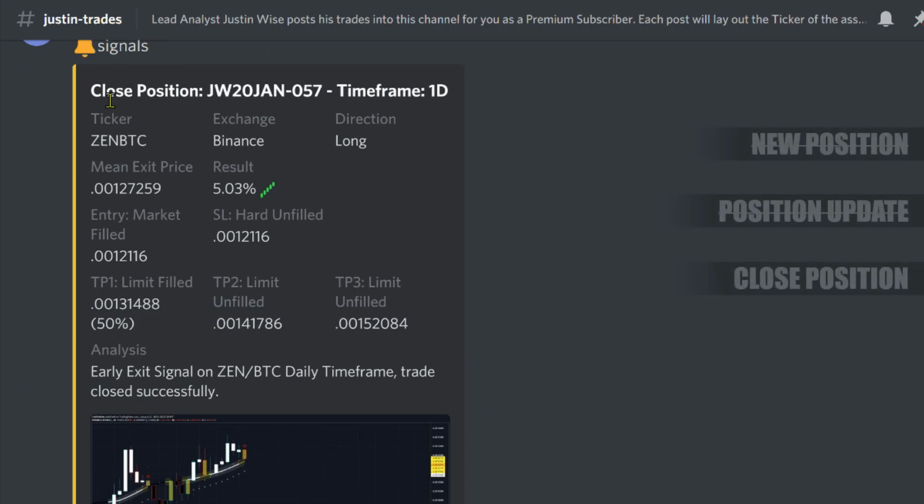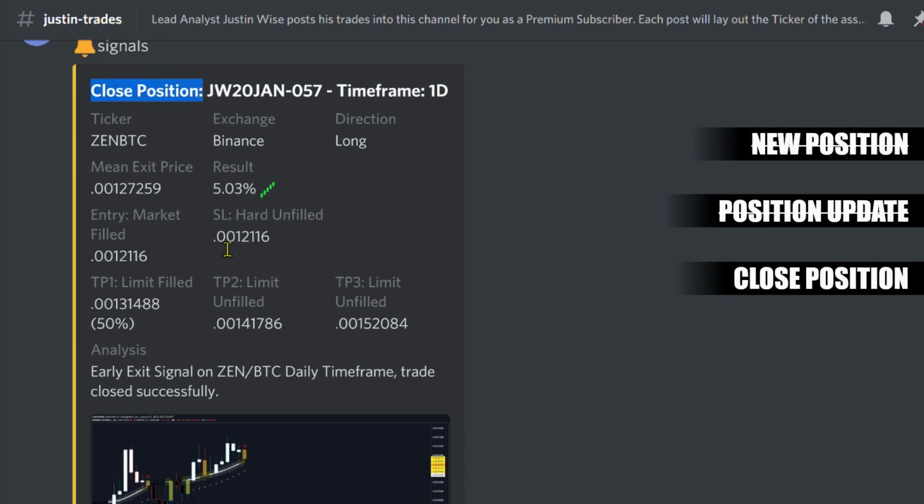Finally, we have the closed position notification, which signals the conclusion of a trade. Detailed here are the following.